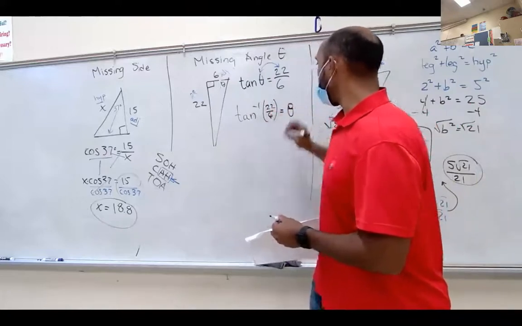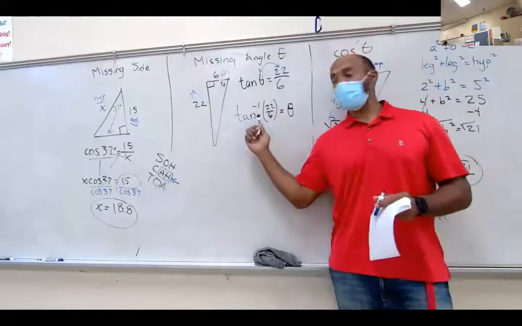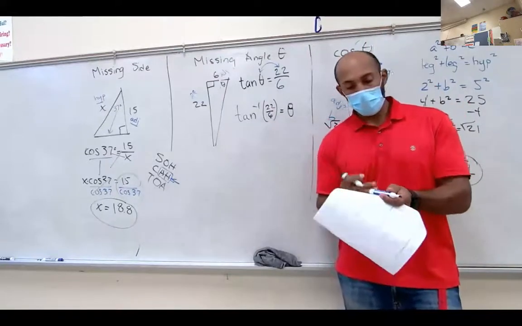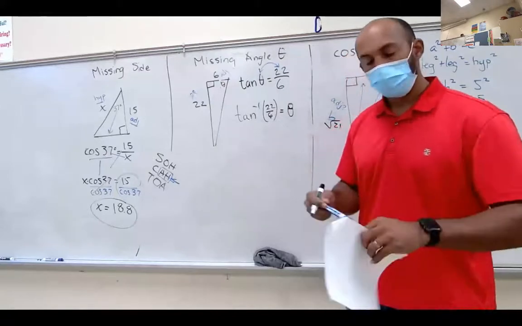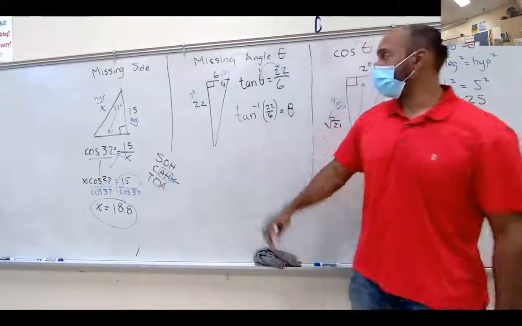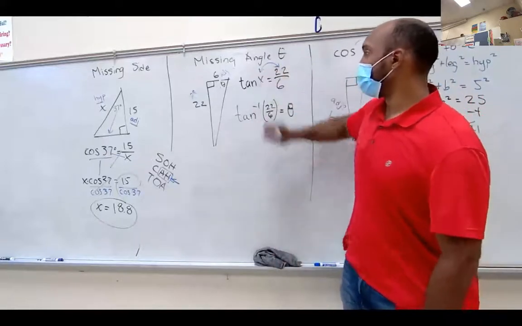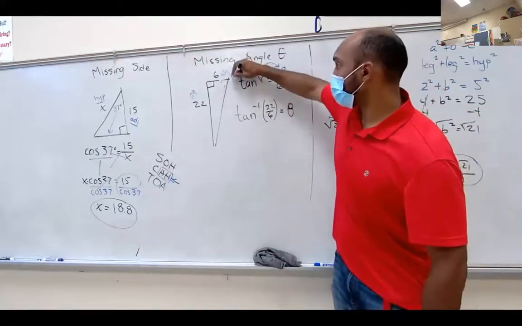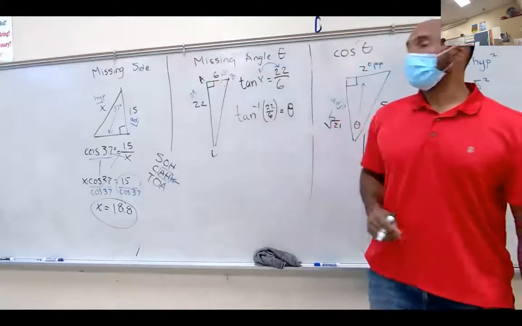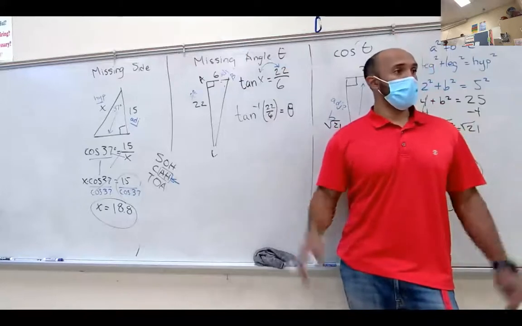So now on a calculator or in Desmos, you do tangent inverse of 22 over 6. Now let me show you guys how to set that up. Is theta necessary? This could be whatever you want. This could be X. Sometimes, if they have letters, the question was, is theta necessary? No. But you've got to label the angle something.